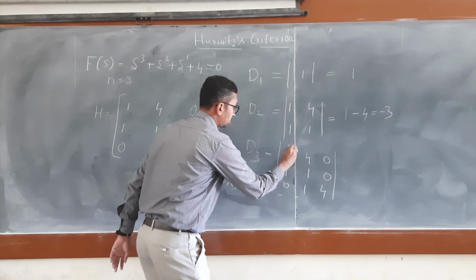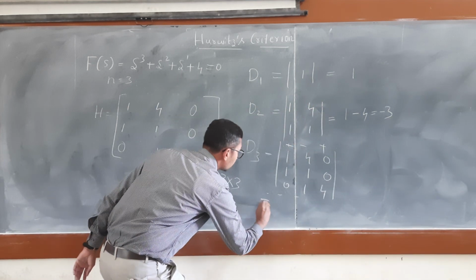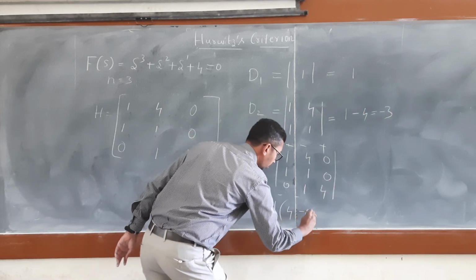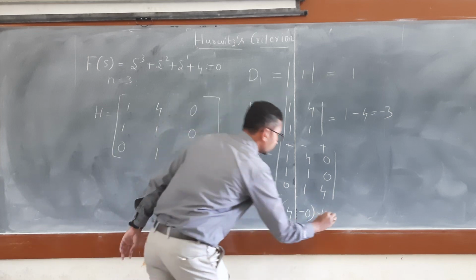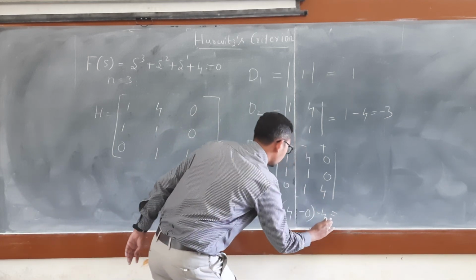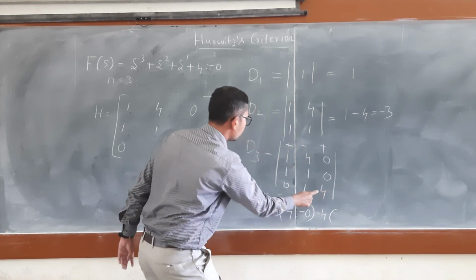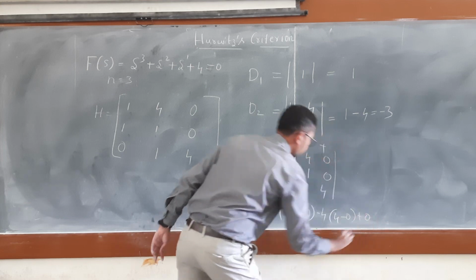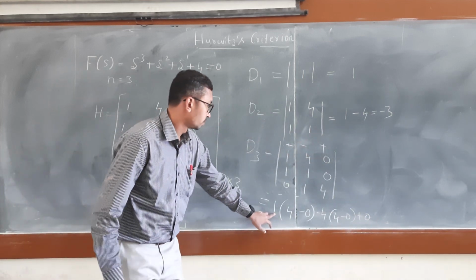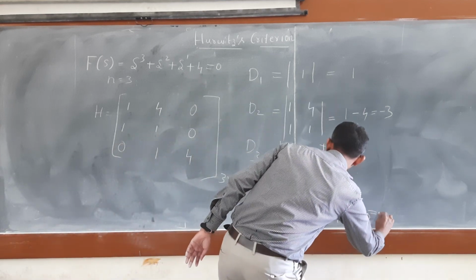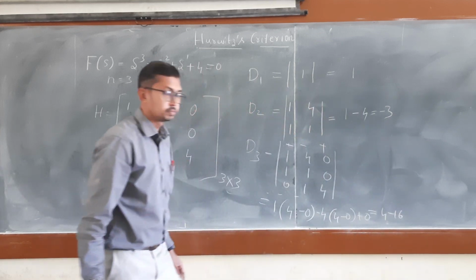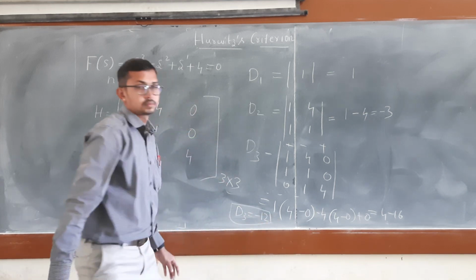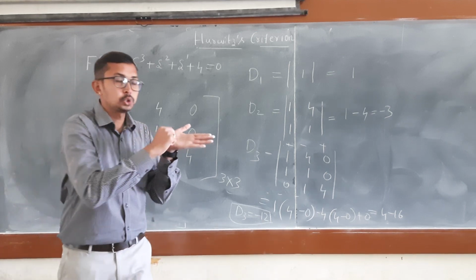Correct? So to form the determinant of this, the signs are plus, minus, plus. This will be equal to 1 into 4 into 1, that is 4, minus 0. Then minus 4 into 4 into 1, minus 0, plus 0. So therefore it is 4 minus 16, that is minus 12. So the D3 determinant is equal to minus 12. Is it right?